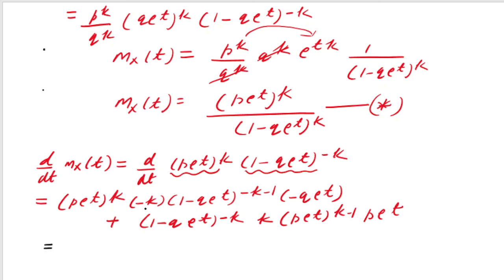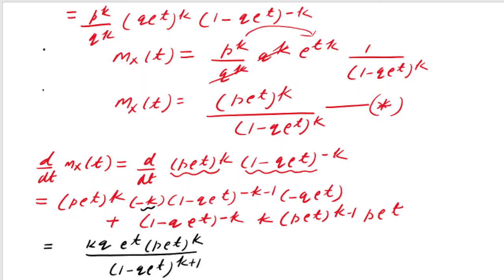So you see here you have minus k and you have minus q, so minus and minus will become plus, so it can be written as kq, and you have e to the power t and (p e to the power t) to the power k, so I write e to the power t, and the second term, that is (p e to the power t) whole to the power k, divided by (1 minus q e to the power t) to the power k minus 1, so in the denominator it will become plus 1.